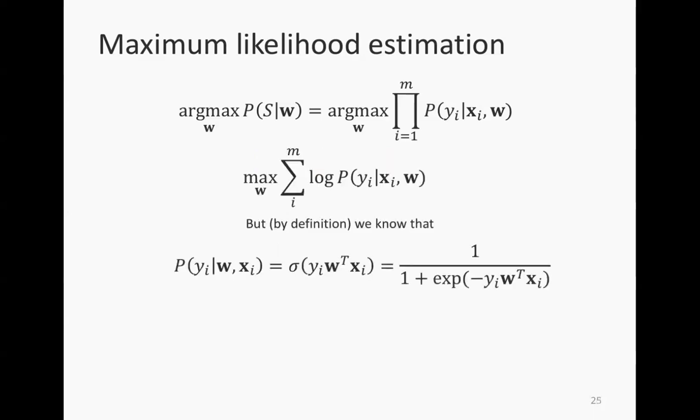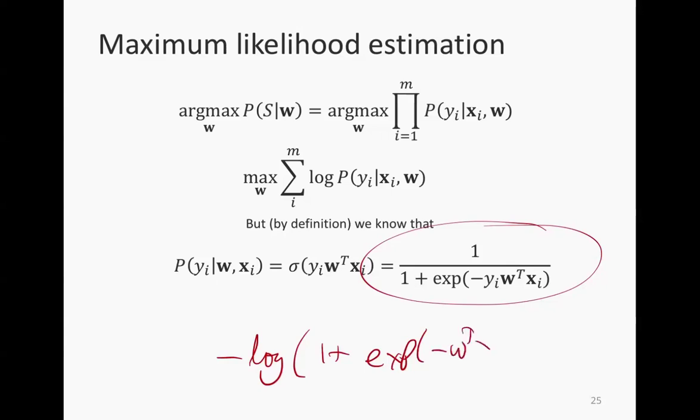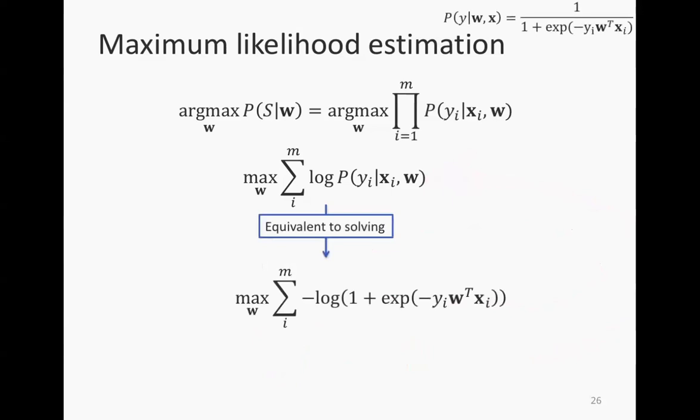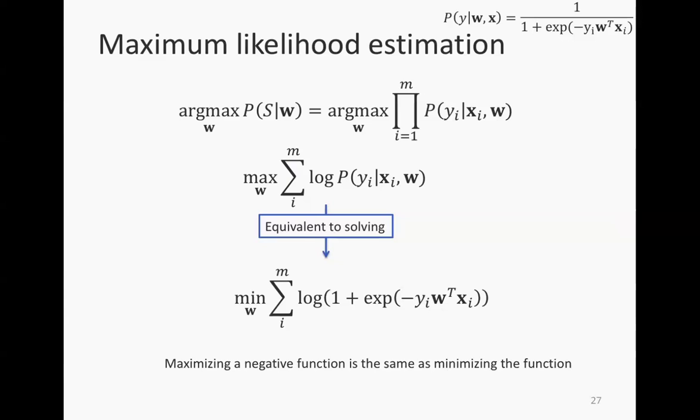By definition, we assume that the probability is the sigmoid of the linear transformation. And the log of that is simply the log of this expression here, which is negative log of 1 plus e power minus w transpose x. I just took the log of that sigmoid there. So I can plug this quantity in instead of what I've written there. Equivalently, we are maximizing over all weights the sum of the negative log of 1 plus e power minus w transpose x. Maximizing a negative quantity is the same as minimizing the positive quantity. So I can get rid of the minus and replace the max with the min.